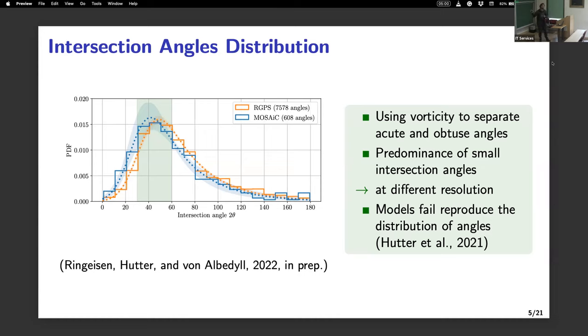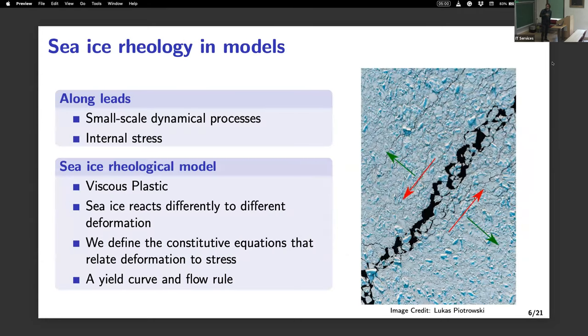We have RGPS at around 12 kilometers, Sentinel around 1. So actually, I may contradict Bruno on this one, and we can wonder if we see the same angles at 1 kilometer, if a small scale experiment could also be used to infer mechanical properties of sea ice. And that's something I am waiting for, to get deformation data from the sea ice radar of MOSAiC. So maybe we can see again the same angle at an even finer resolution. We know from the work of Nils Hutter that the models usually fail to reproduce this distribution of angles. Now let's talk about sea ice models, sea ice rheology.